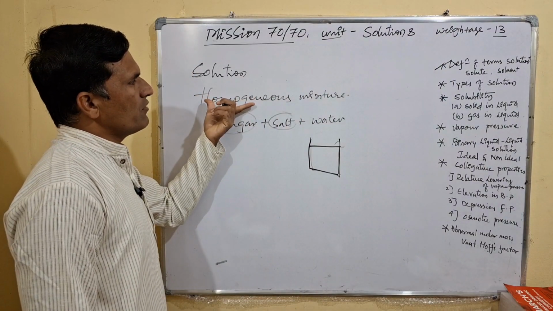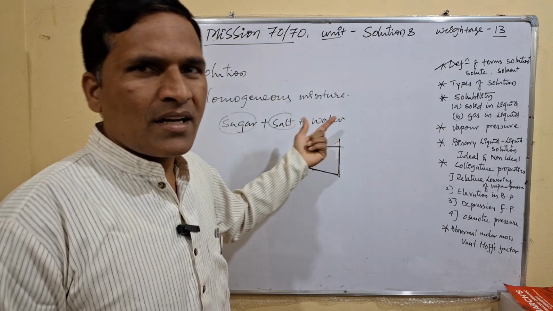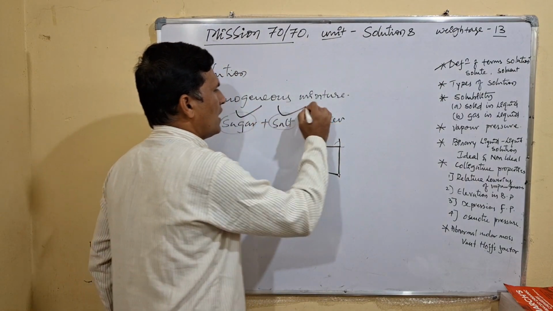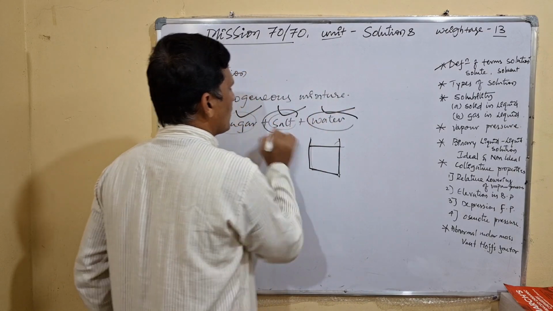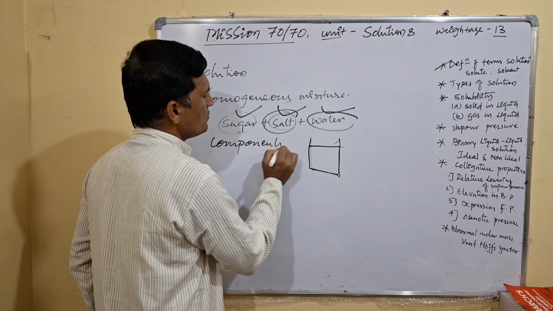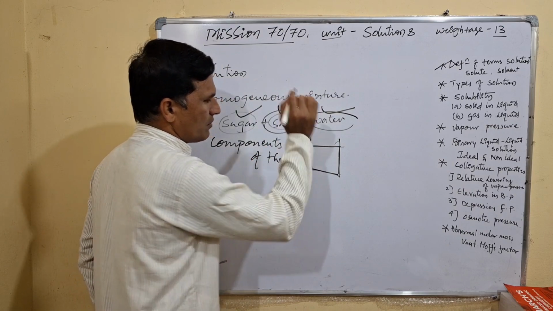How are we going to define a solution? A homogeneous mixture of 2 or more components. Here I have already taken 3 components. Sugar, salt and water, these 3 are called the components of the solution. You should remember this.